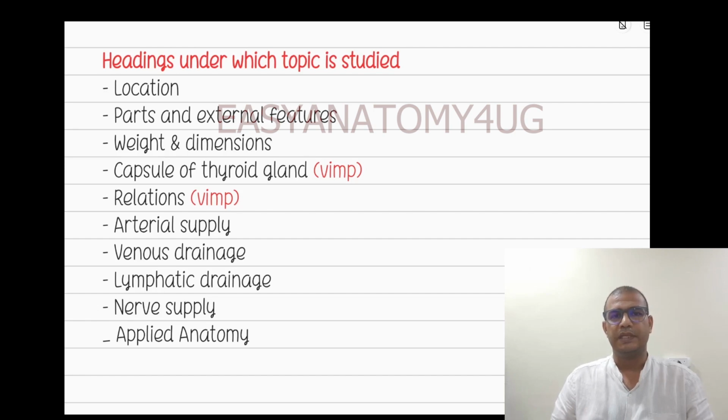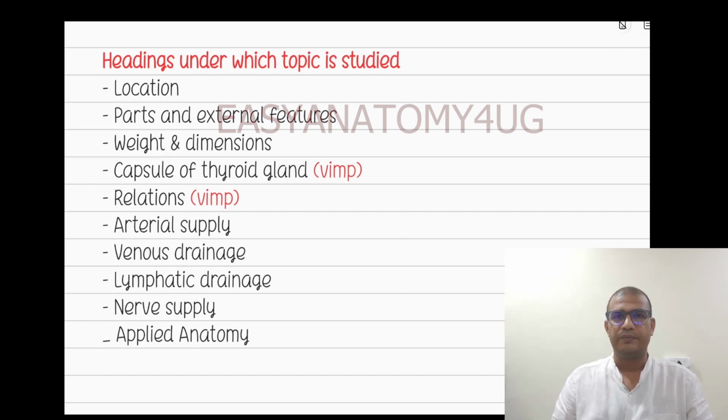Before studying any topic, we should divide it under various subheadings. If we know the subheadings, it will be easy for us to remember the topic in the exam. So we will divide this topic under various subheadings like location, its parts and external features, weight and dimension, and capsule of the thyroid gland. We have to give emphasis on it because it is a very important question from the exam point of view.